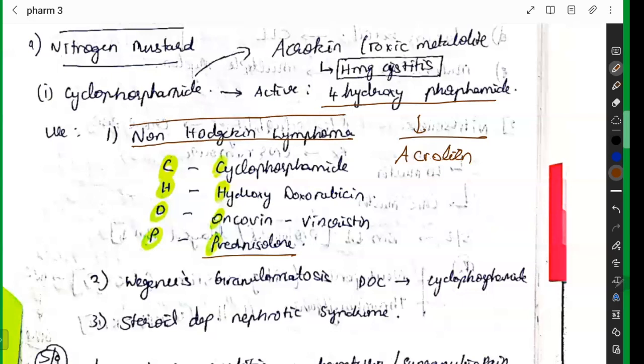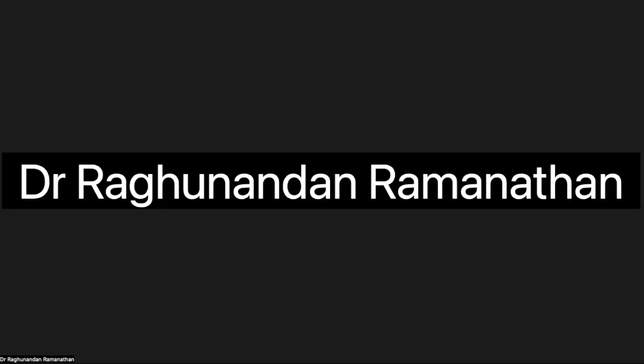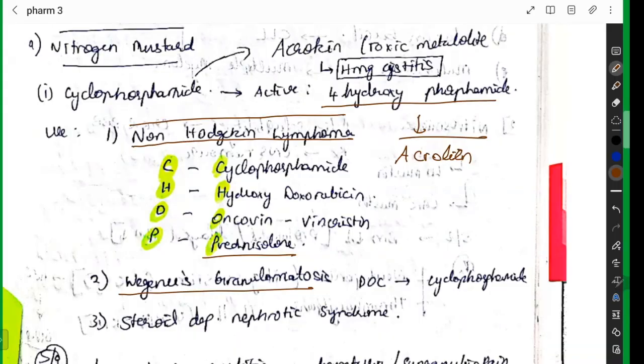Now, how do you prevent this hemorrhagic cystitis? You are also going to use it in Wegener's granulomatosis. You are also going to use it in steroid-dependent nephrotic syndrome. So see here, the first one we saw is non-Hodgkin's lymphoma, where you have the CHOP regimen. Next, you have Wegener's granulomatosis, where the drug of choice is cyclophosphamide. Then steroid-dependent nephrotic syndrome. In these three conditions, you are going to use cyclophosphamide as the drug of choice.